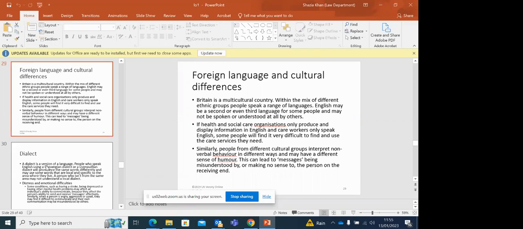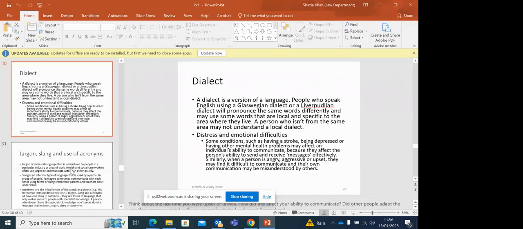Similarly, people from different cultures interpret non-verbal behaviour in different ways and may have a different sense of humour. This can lead to messages being misunderstood by, or making no sense to, the person on the receiving end. So culturally, everyone's got a different culture, and everyone's different in society, and the way they express themselves verbally and non-verbally can impact on what something means or what they're trying to portray themselves as.